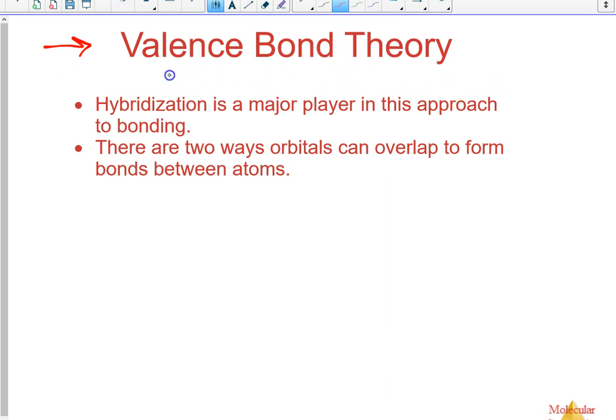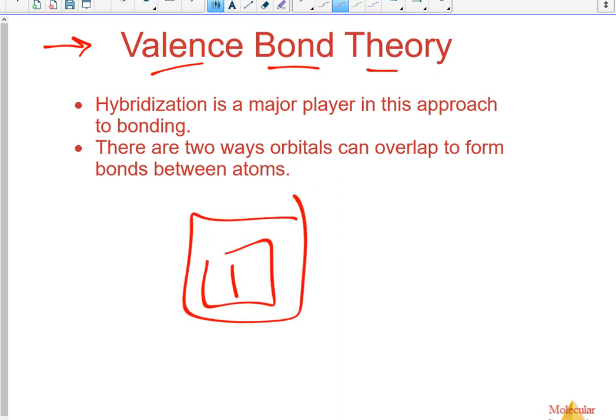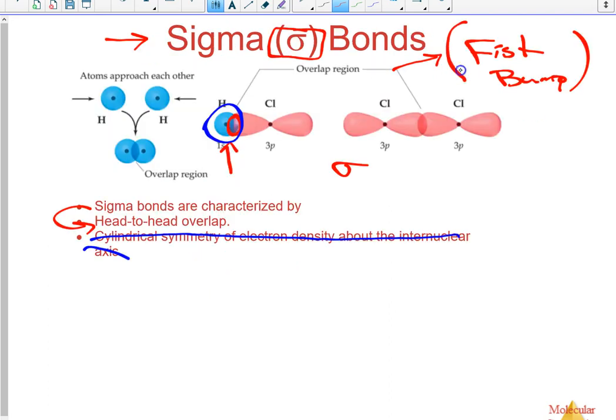So, hybridization, so valence bond theory, and there's books about valence bond theory, but we need to know basically 2 little nuggets. So hybridization is a major player in this approach to bonding. There are 2 ways orbitals can overlap to form bonds between atoms. We just said, hey, one orbital comes along and it overlaps another orbital. So all we're saying in valence bond theory is there's 2 ways they can align themselves. And they really are very easy to understand if you just think of them in terms of a fist bump versus a handshake. So what you do need to know is this thing called a sigma bond.